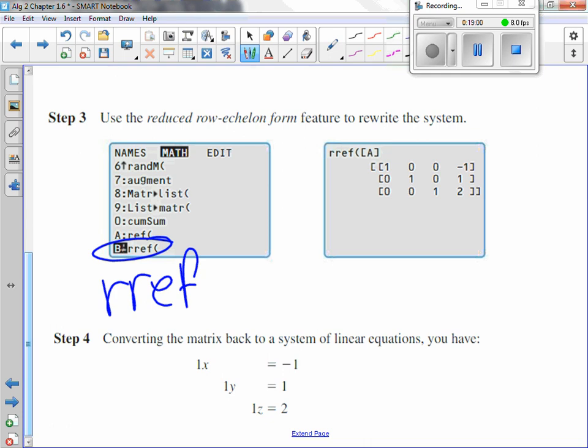Hit enter. So you should see RREF, yes? But it doesn't have this A, does it? So what you're going to do to get the A is second matrix, what we did to get the matrix, but instead of going over, just hit enter if you put it in matrix 1.